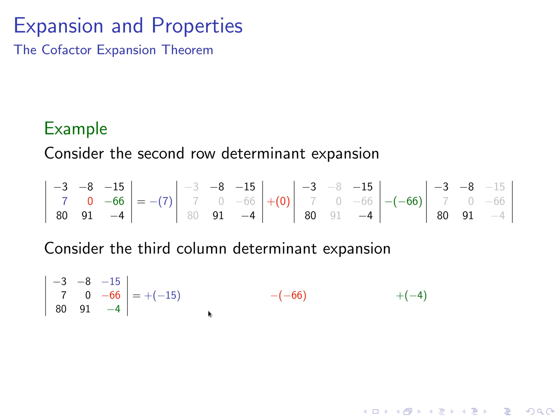Now we can focus on the minors that we're multiplying each one of these terms by. For our first term, -15 is in the 1, 3 position, so we delete row 1, column 3, and multiply by the determinant of whatever's left over. Our -66 is in the 2, 3 position, so we delete row 2, column 3, and take a determinant of whatever's left over. And our -4 is in the 3, 3 position. So here we delete row 3, column 3, and take a determinant of whatever's left over. So now, if we were to calculate each one of these 3 terms and add everything up, we would also get the determinant of the original matrix.